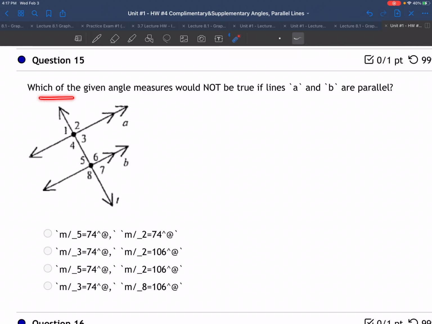Here's an example in which we're given which of the given angle measures would not be true if lines A and B are parallel. So let's just walk through these one at a time. First off, it's saying angle 5 is 74. So if I go over here, angle 5 is 74, and angle 2 would also be 74. Is that true or false?